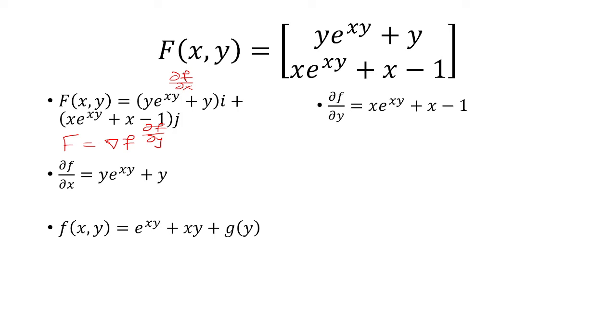Similarly, we'll do the same thing, but now with partial f with respect to y on the second component. Integrating with respect to y, we get a function of x. And so now we just compare our two f(x,y)'s. We see we have e^(xy), we have xy. This is a function of y, but this has to be a function of y. And then we have a function of x. Well, there is no function of x here, so we'll just turn that into a constant.